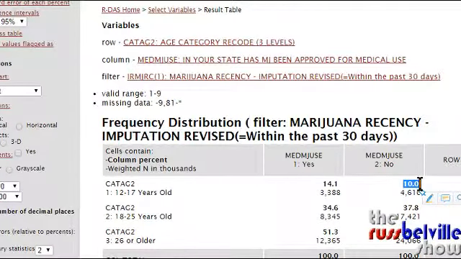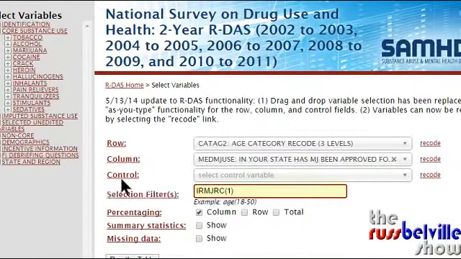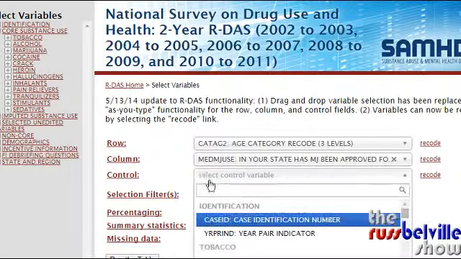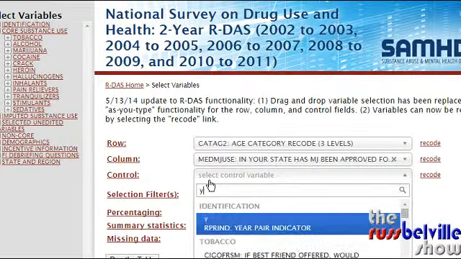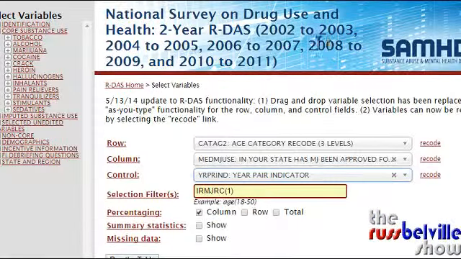And that would seem bad at this point. It would seem like, oh no, medical marijuana states have more kids that use marijuana. But it's important to look at this as a trend. And to find the trend, we can use a control variable. That's a variable that gives us multiple pages. And in this case, we're going to use year pair indicator. That tells us which of these years, 2002, 4, 6, 8, or 10, we're getting variables for.